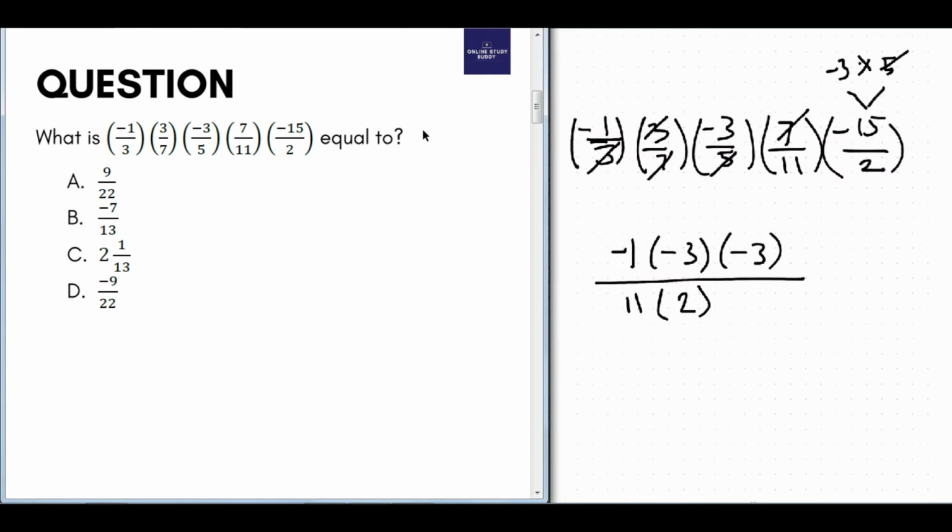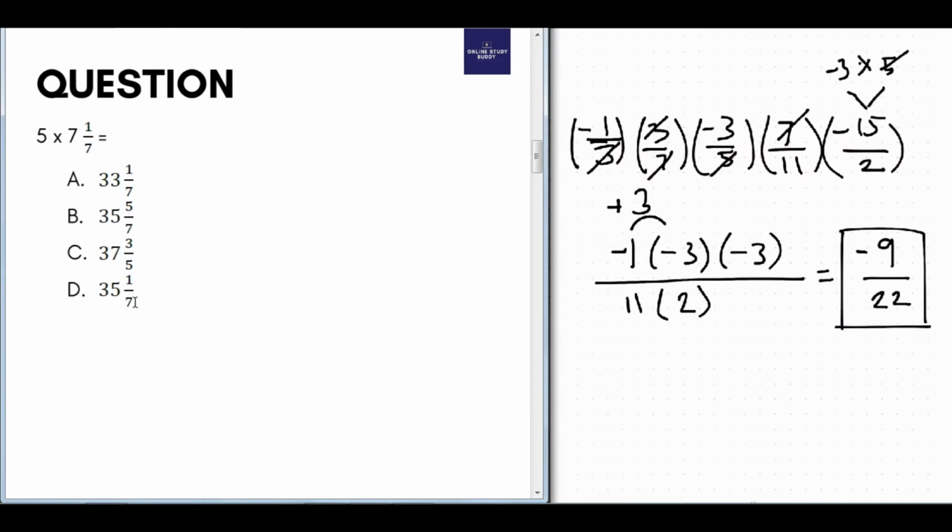So, dito sa numerator natin, una, meron tayong dalawang negative, negative 1 times negative 3. So, ang lalabas is positive 3. Then, nakamultiply siya sa negative 3. So, ang final natin doon na product ay negative 9. Since opposite yung signs ng dalawang factors natin. Now, sa denominator, we have 11 times 2 will result to 22. So, final answer is negative 9 over 22, which is letter D.